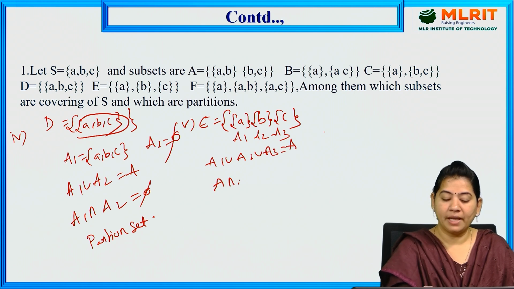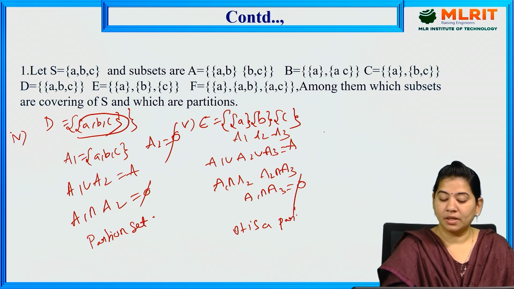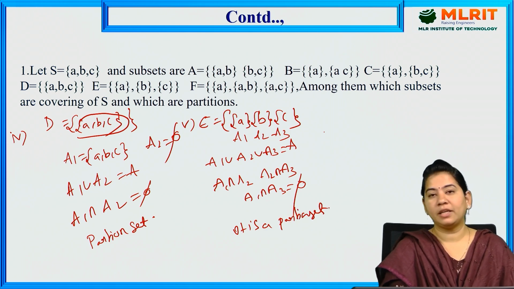And if you apply A1 intersection A2, or A2 intersection A3, or A1 intersection A3, you are not getting any common elements, you are getting only the empty set. This is called a partition set. It is a partition set here.